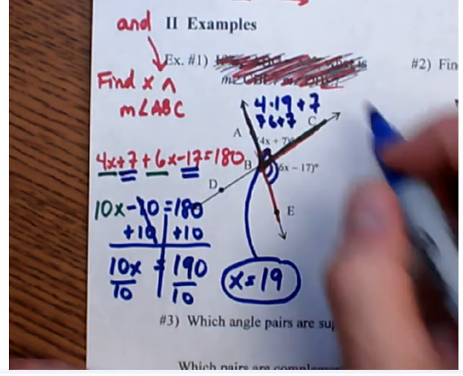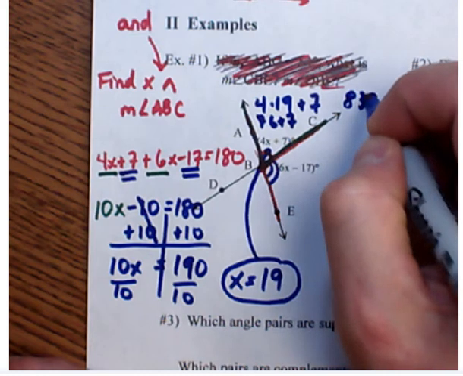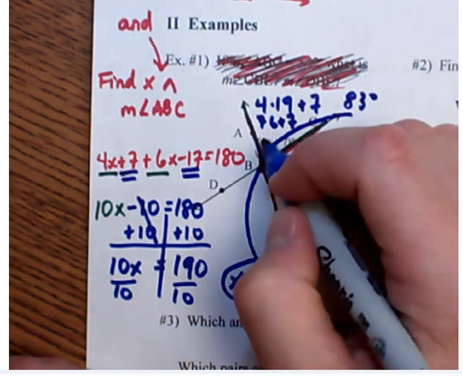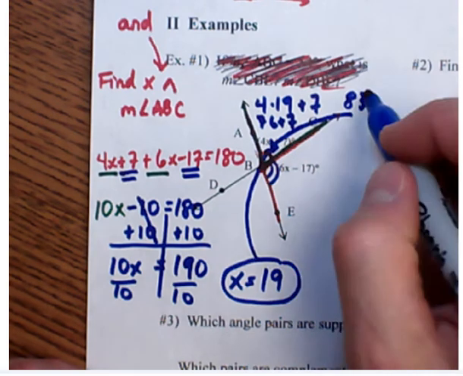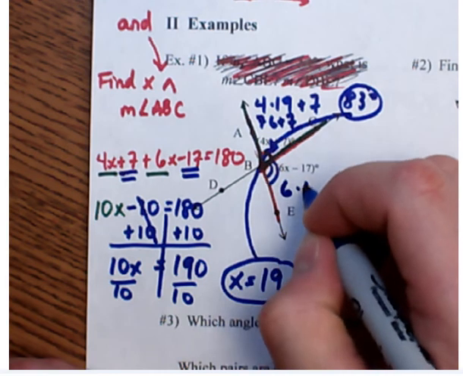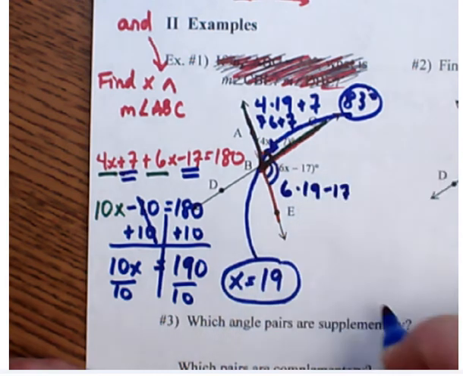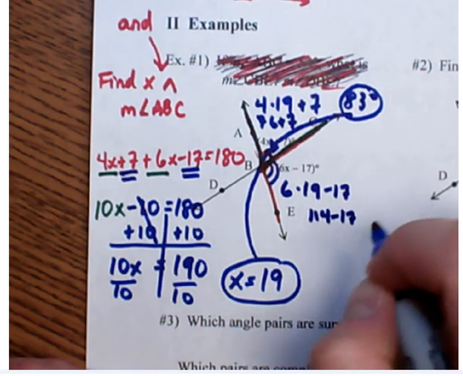Okay, now I don't really have any space here, so I'll say 83 degrees for that angle. That's 83. I don't need to find the other measurement, but I'm going to do it to check. Let me try 6 times x, 6 times 19 minus 17. That's going to be 114 minus 17, which is 97 degrees.